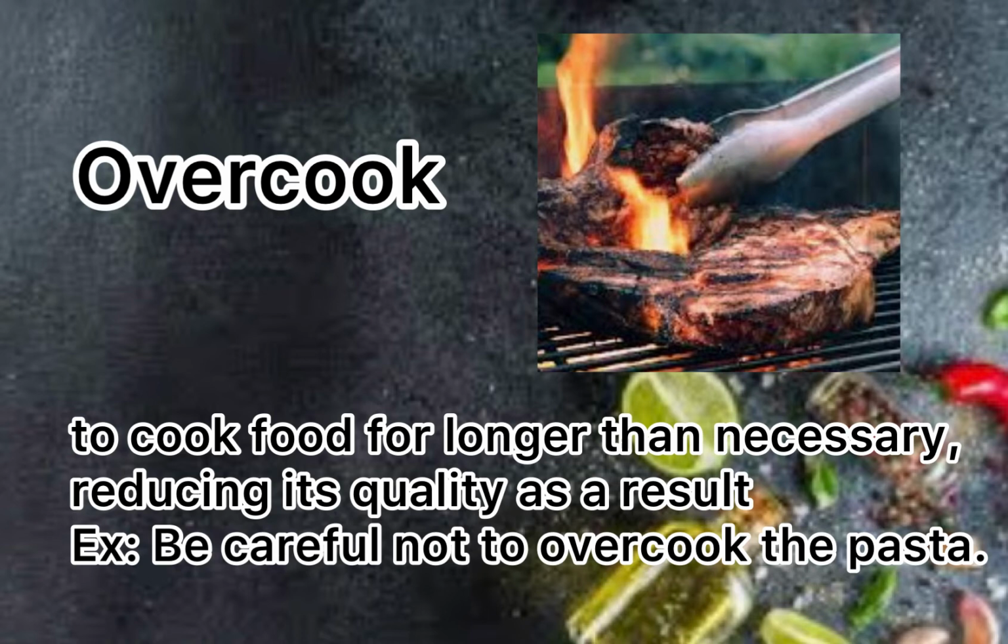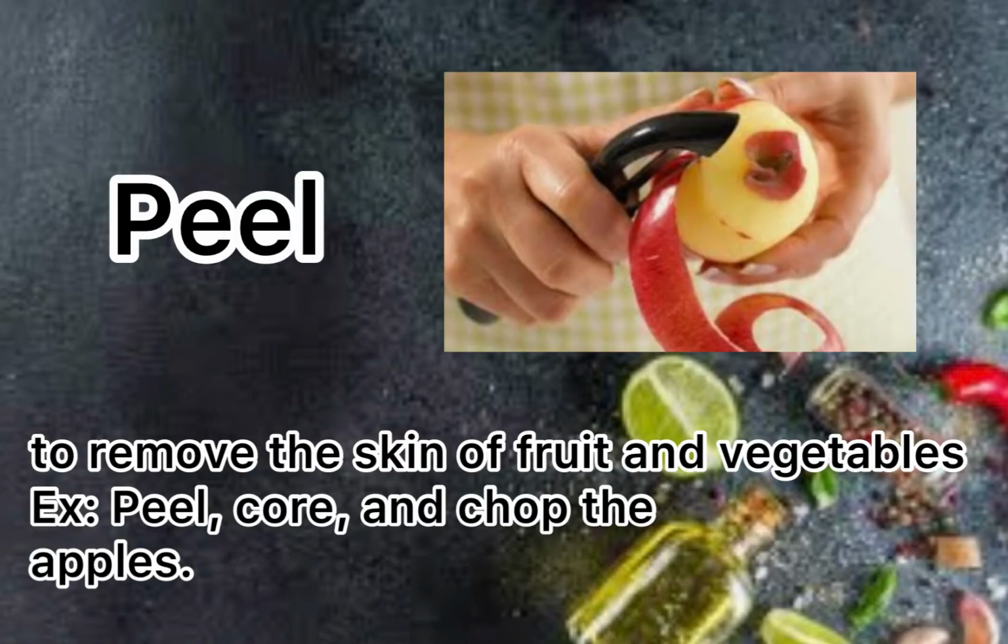Overcook. To cook food for longer than necessary, reducing its quality as a result. For example, be careful not to overcook the pasta. Peel. To remove the skin of fruit and the vegetables. For example, peel, core, and chop the apples.